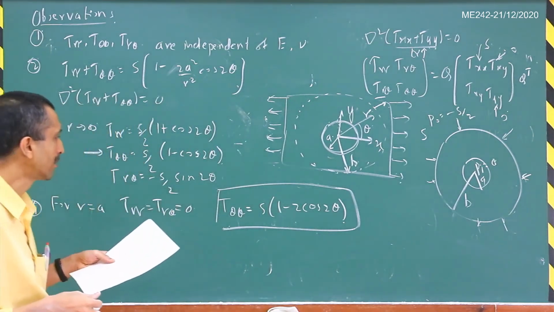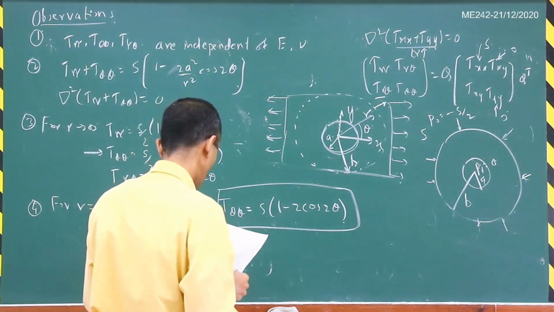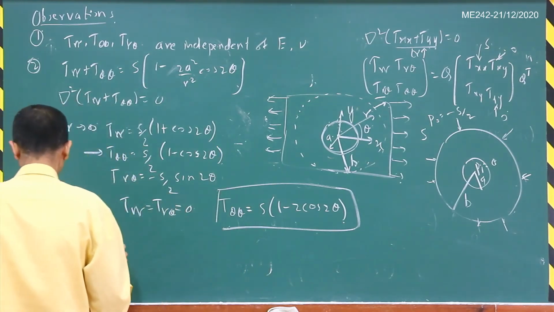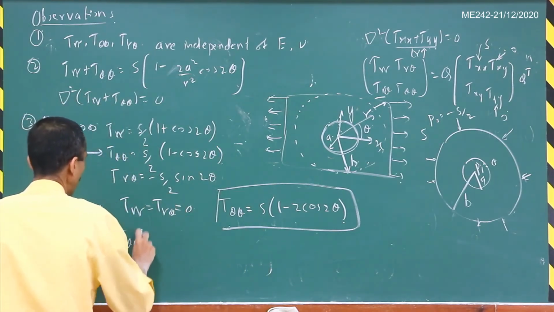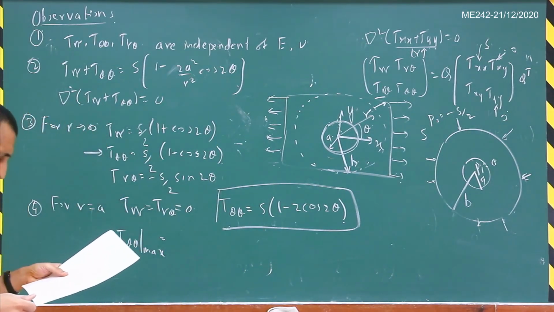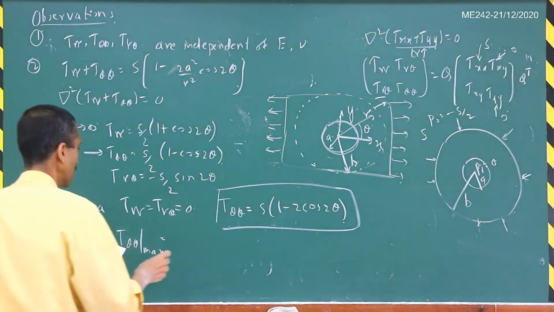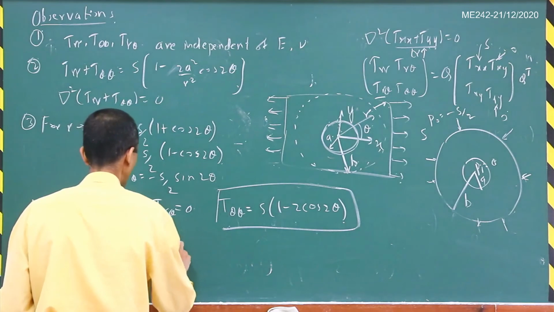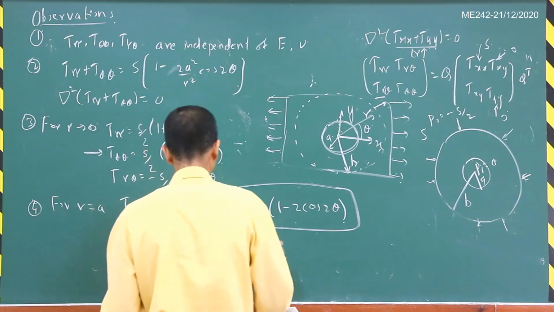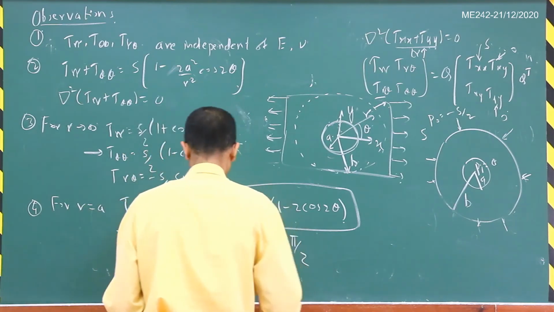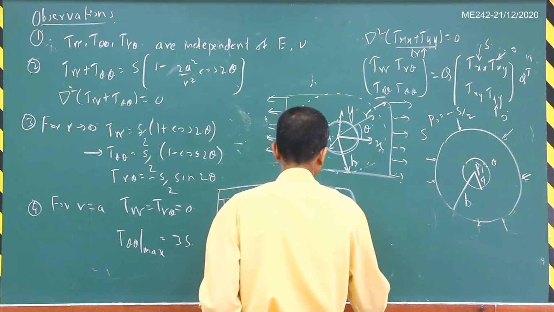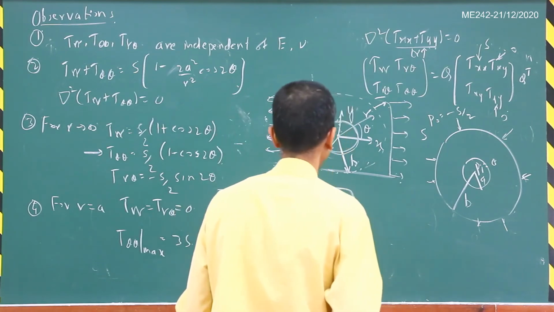So the maximum tau theta theta occurs at theta equal to pi by 2 and 3 pi by 2. So let us write these things here now. So tau theta theta max. So when I say max, I mean in terms of the magnitude, not just the sign here. So that occurs at, so this is equal to 3S, so occurs at theta equal to pi by 2 and 3 pi by 2. So let me just draw this figure here.